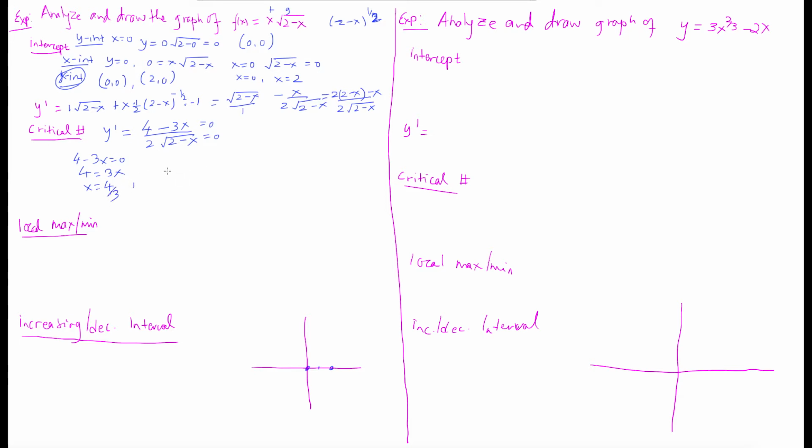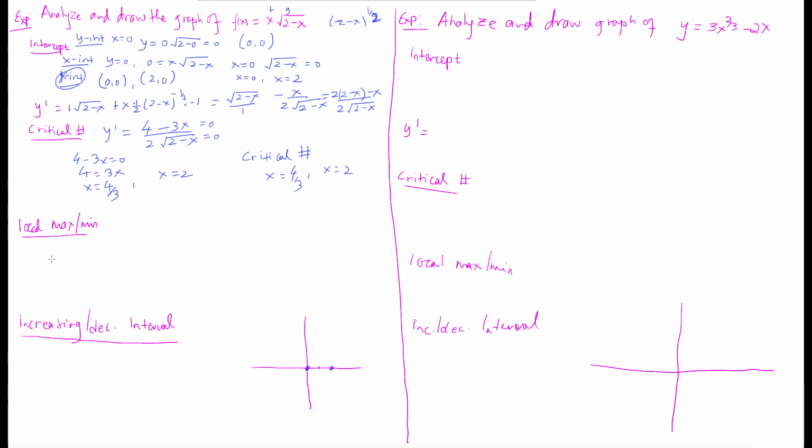Another critical point is x equals 2, because if you solve the denominator, you'll get x equals 2. But what is the domain though? If you take x equals 2, you will get 0, but if you take x bigger than 2, then you will get a negative number under the root. That means the domain is up to here only, x equals 2 only. So the critical numbers are x equals 4/3 and x equals 2.